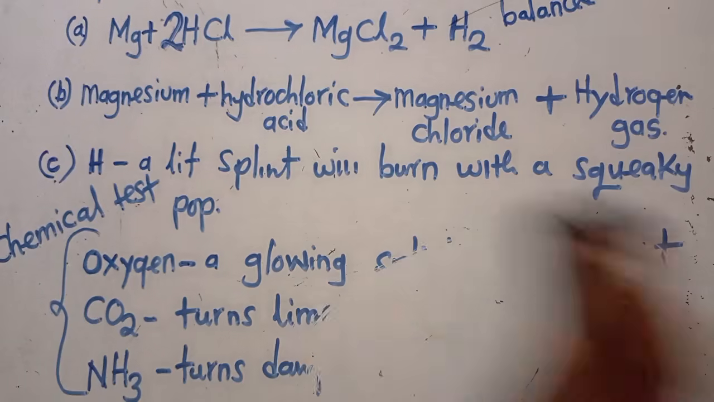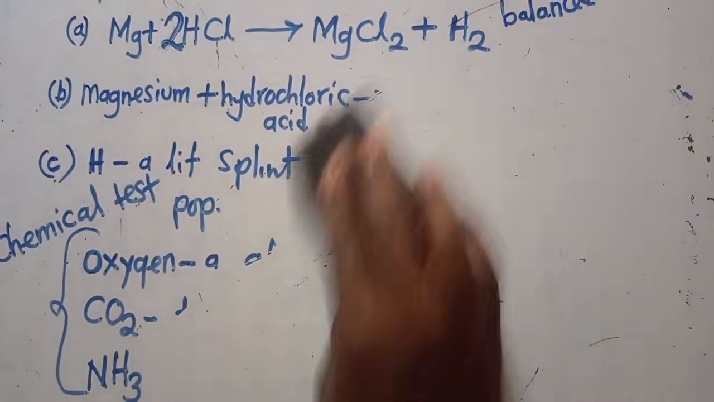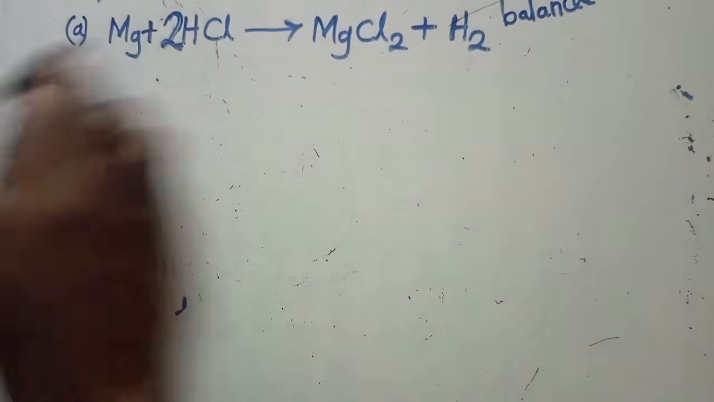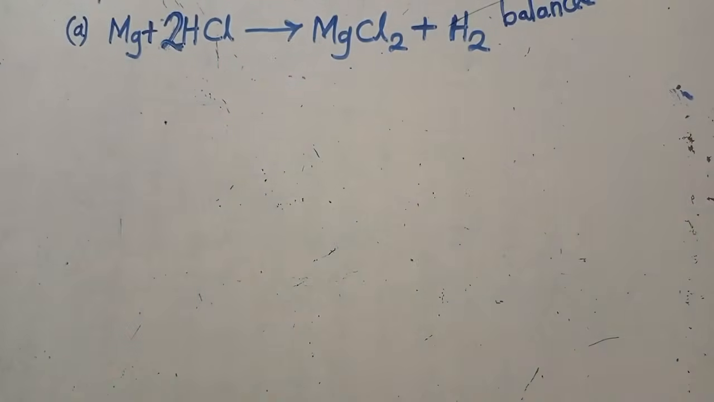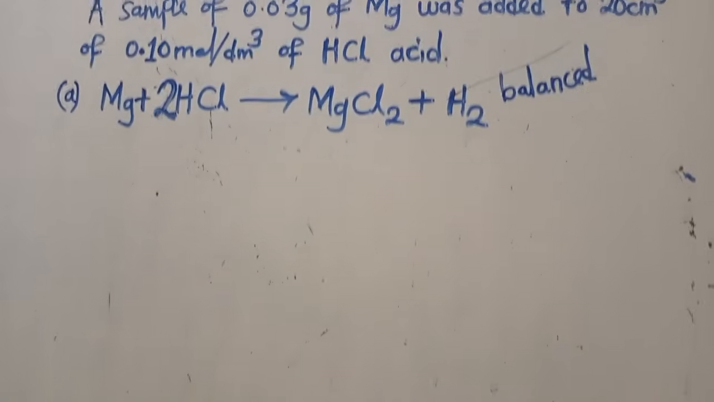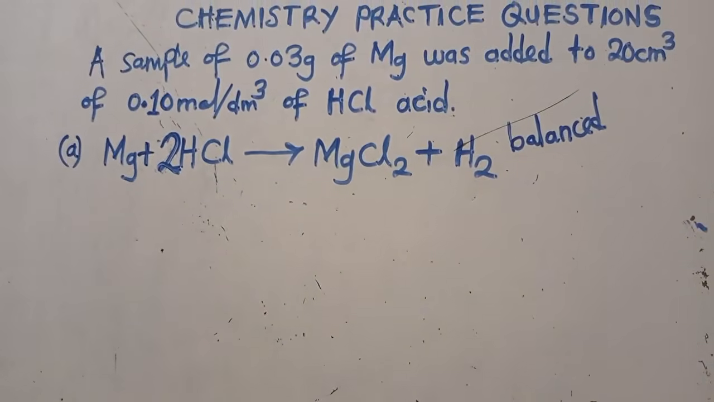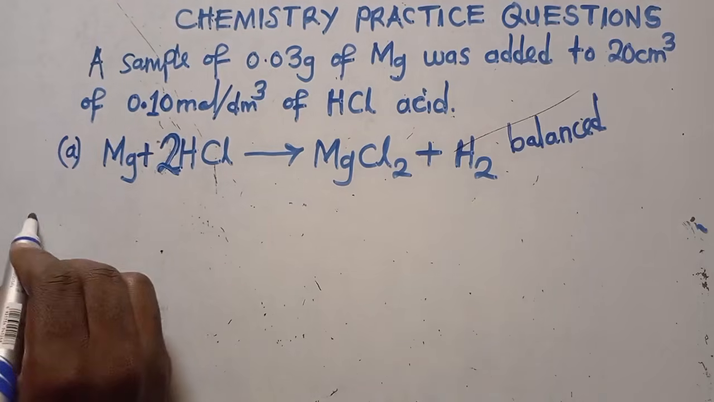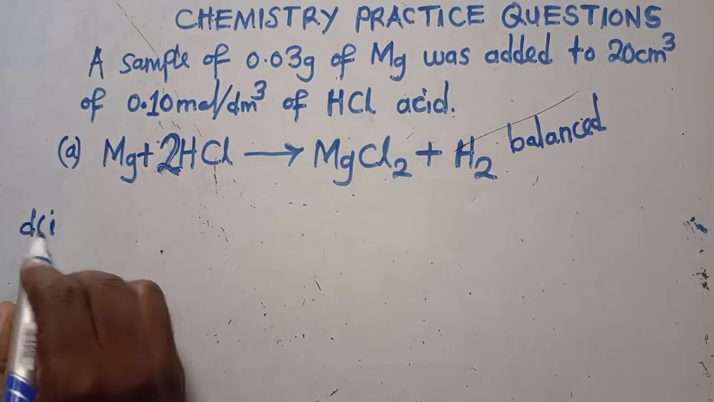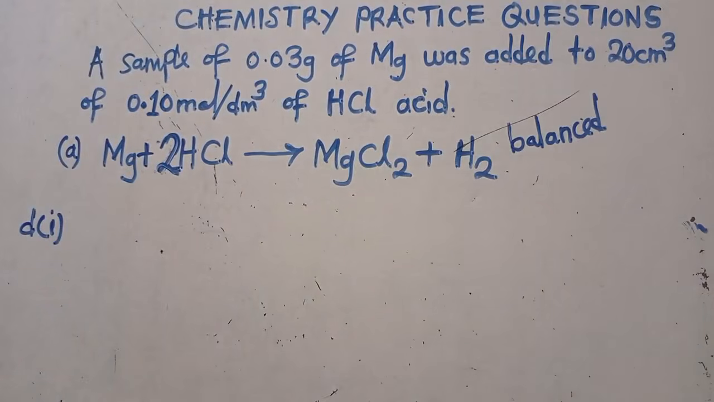We move to D. Those of you that answered, I guess you are even able to see your mistakes and you are marking yourselves. So this is the question. We move to D1. The question D1 says, calculate the mass of magnesium which was in excess. So they want us to calculate the mass of magnesium which was in excess.